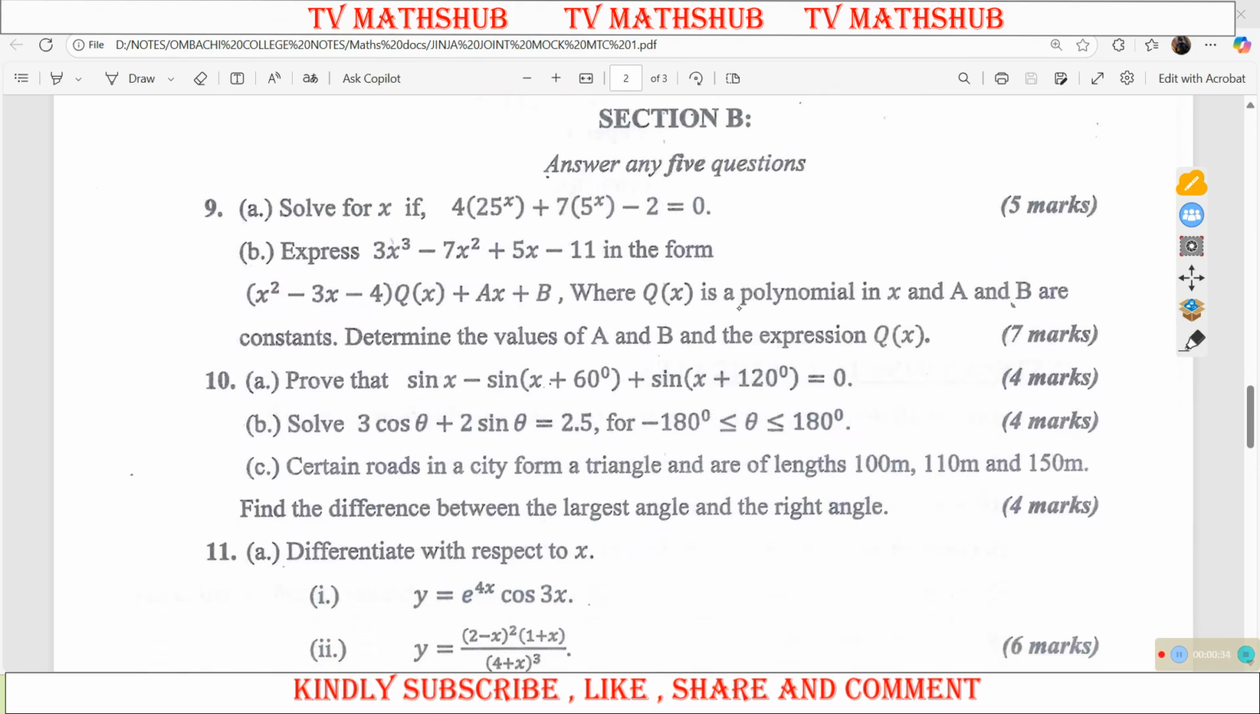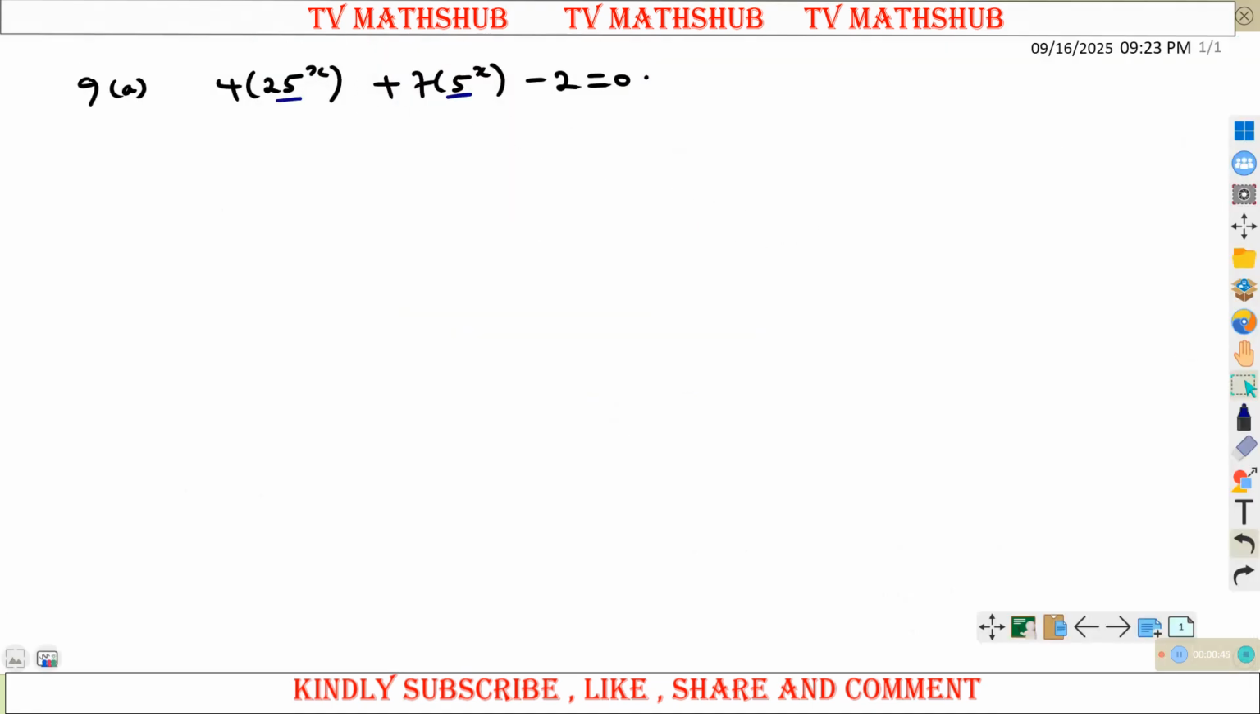Question number 9 has two parts, A and B, but we shall begin with part A, which says solve for x if you are given this expression. So let us look at the solution. Since we are given this, our major interest is in what we have here. This is 25 to the power x, but this is 5 to the power x. We know 25 can easily be expressed in terms of 5. If you recall very well, 25 can be written as 5 to the power 2. So that is what we shall substitute.